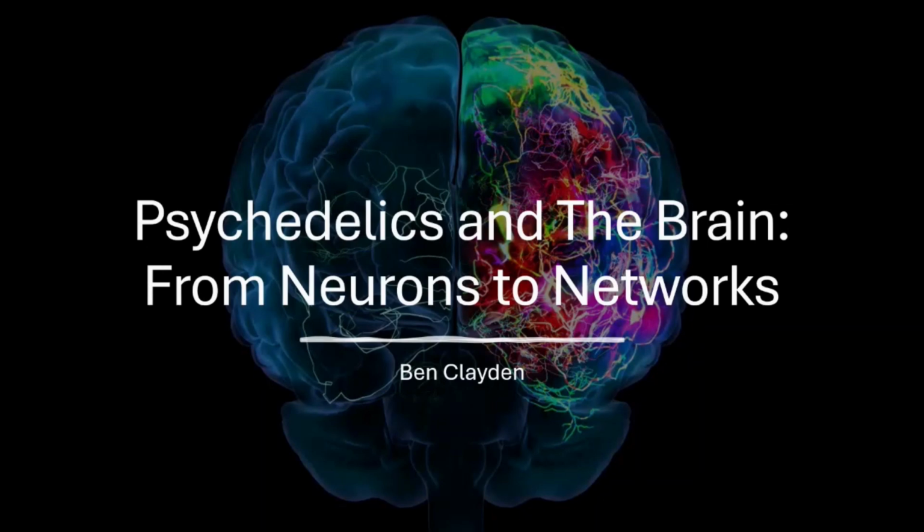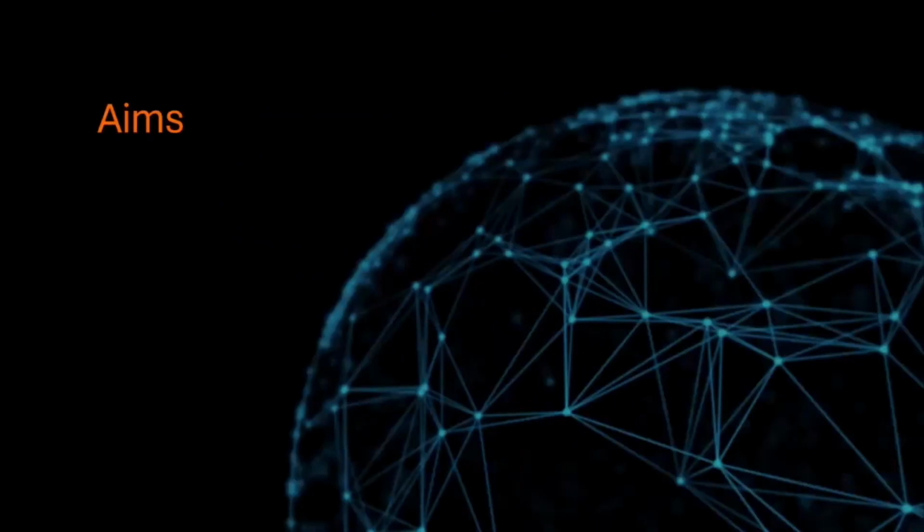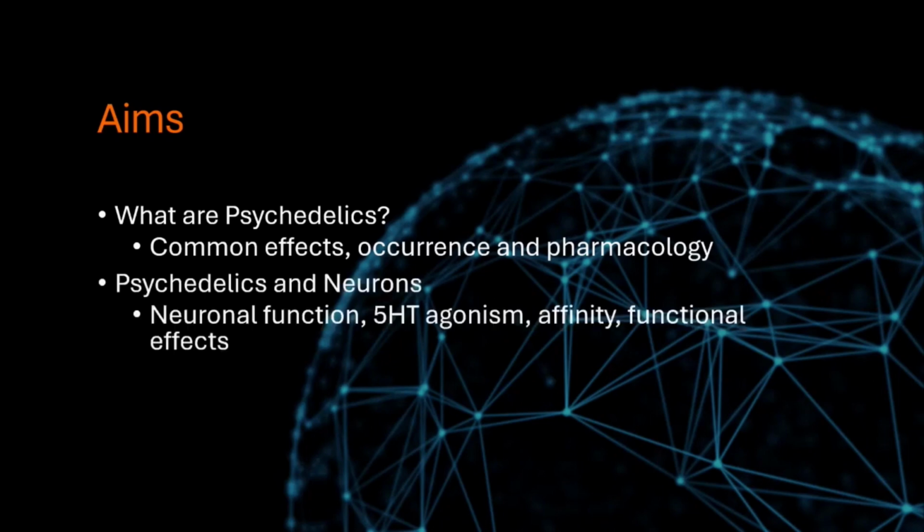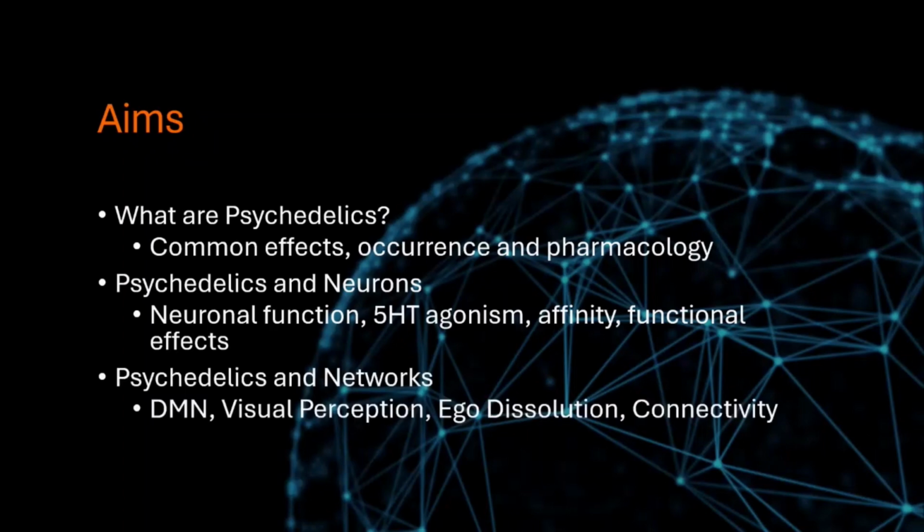Okay, so my aims for the next half an hour: we are going to look at what psychedelics are. We're going to look at some of the common effects, occurrences, and their pharmacology. We're going to look at psychedelics and neurons, how neurons function, psychedelic 5-HT2 antagonism, affinity, and functional effects. And I'm going to have a look at psychedelics and networks, particularly the default mode network, visual perception, ego dissolution, and connectivity.